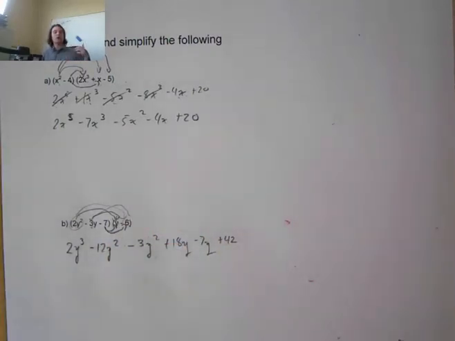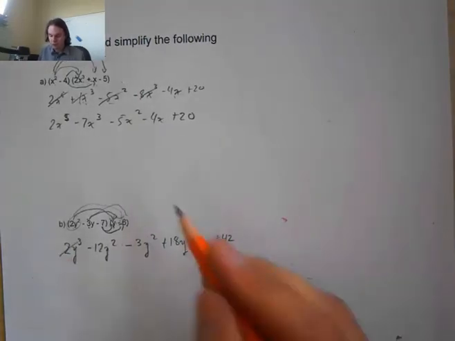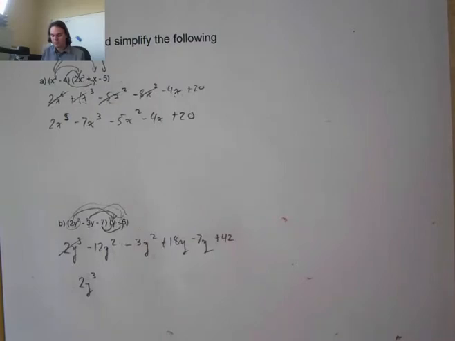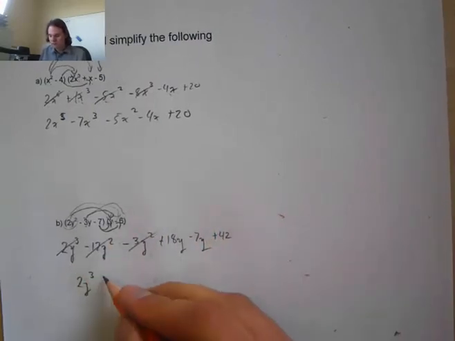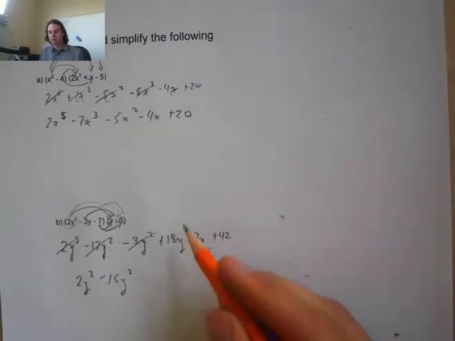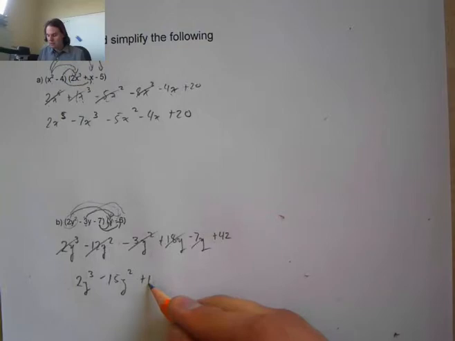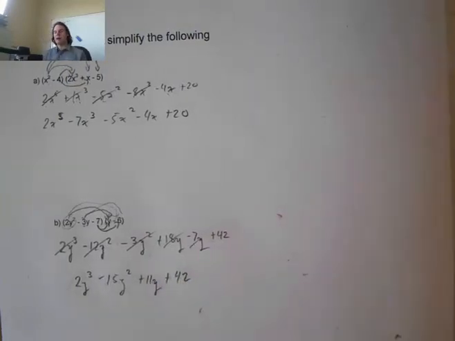Okay, so now we're going to combine all my like terms. So start with the cubes. I have 2y cubed. Okay, now squares, negative 15y squared. Now let's look at my y's. I have plus 11y and then plus 42, and there is my answer.